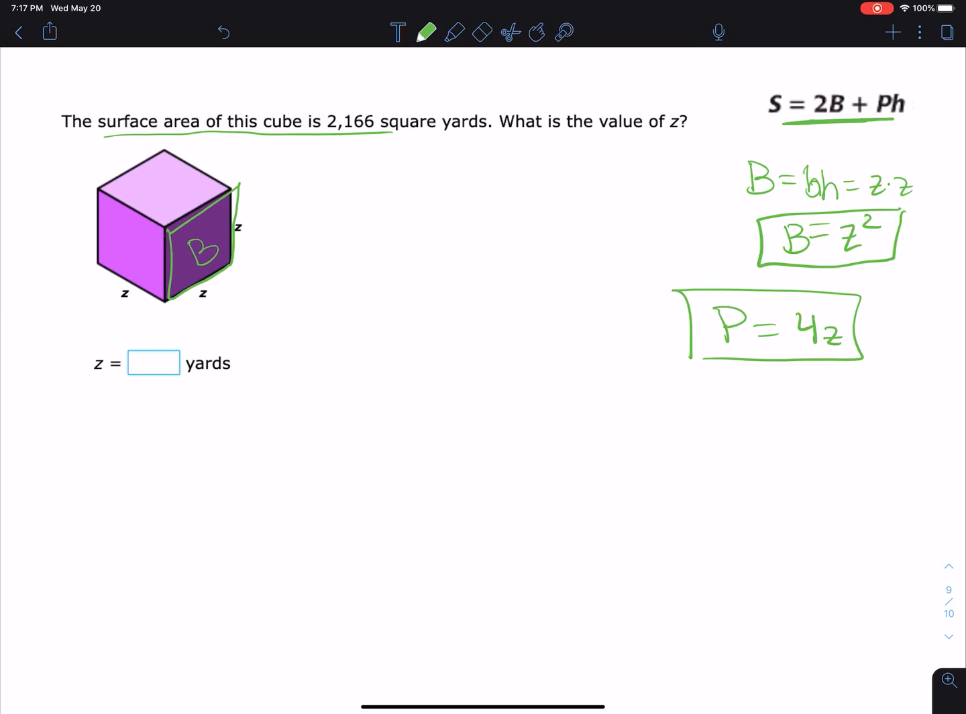And then my height is what connects the bases. So my height is Z. Now don't freak out. I know there's a lot of Z's, but it actually is going to come out pretty nice when you plug it in.